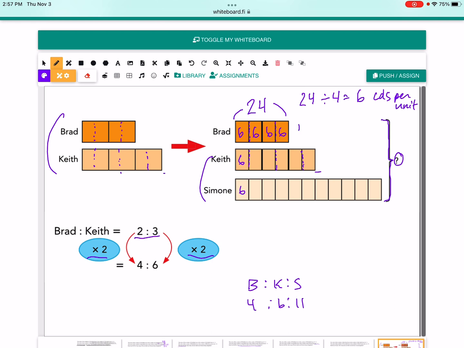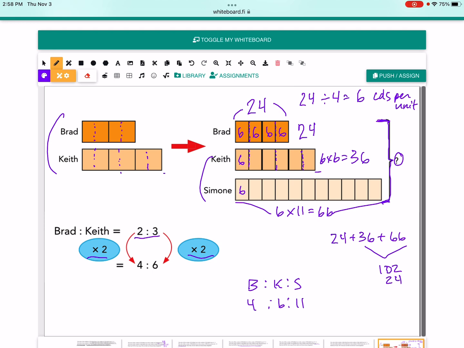This question mark now you see in this particular model encompasses everybody's CDs, right? So Brad's is 24. Keith's is 6 times 6, which is 36. And Simone's is 6 times 11, which is 66. And the question mark for how many are in all, and notice that this encompasses all 3 bars, would be 24 plus 36 plus 66. All right. And we already knew that there were 102 here. So we just add 24 to that and get 126 CDs in all. All righty. Well, that's how you solve it. Actually, 3 ways, but there are more.